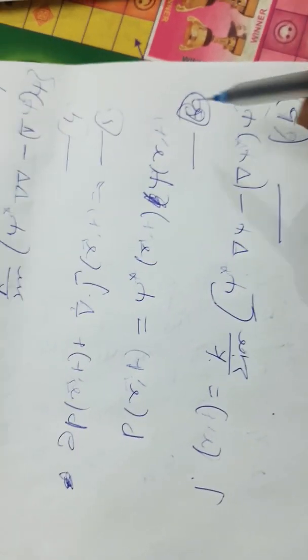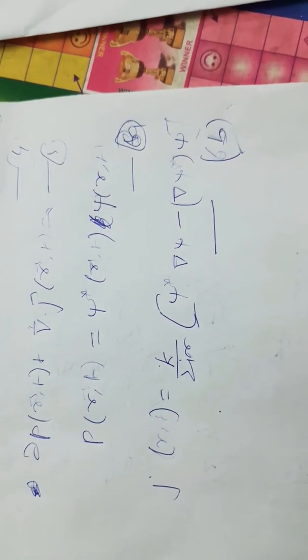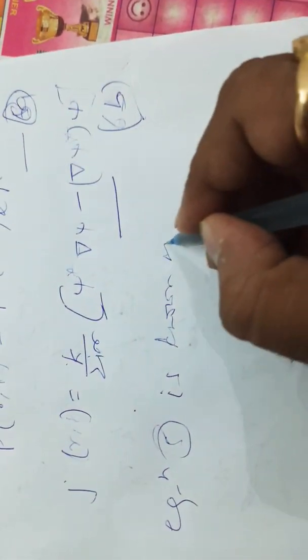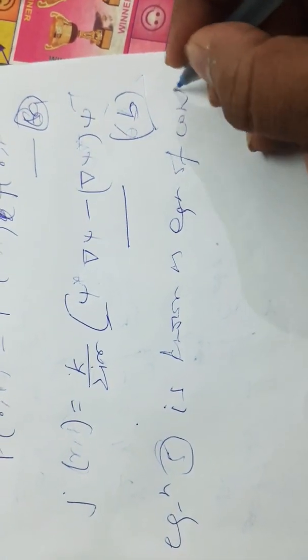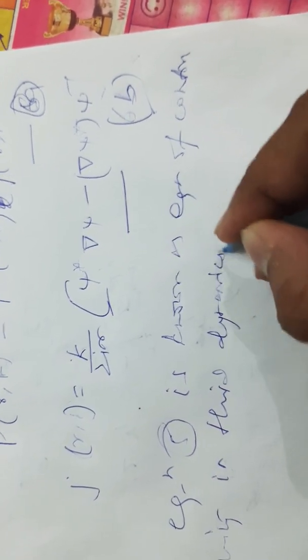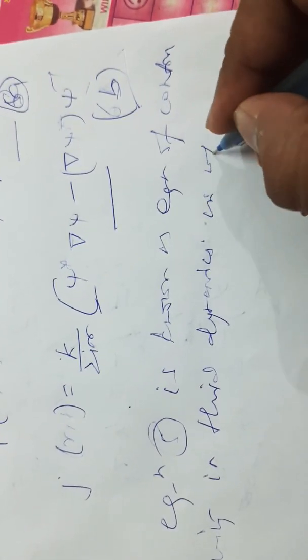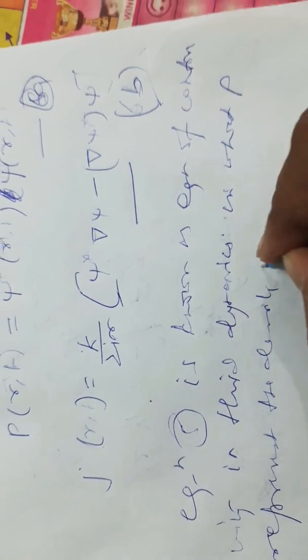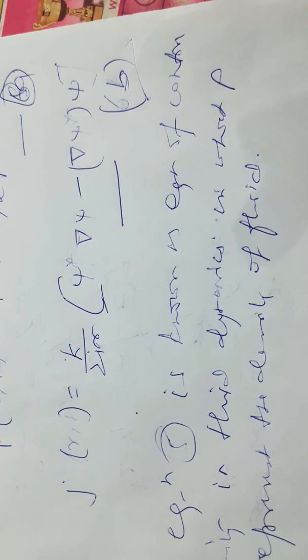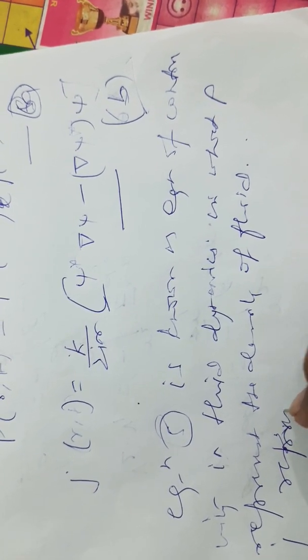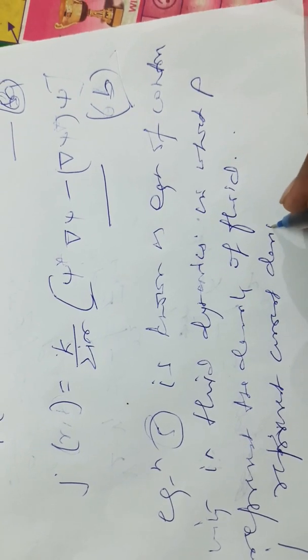Now equation number 5 is known as the equation of continuity in fluid dynamics, in which rho represents the density of fluid, or number of particles per unit volume, and J represents the current density.